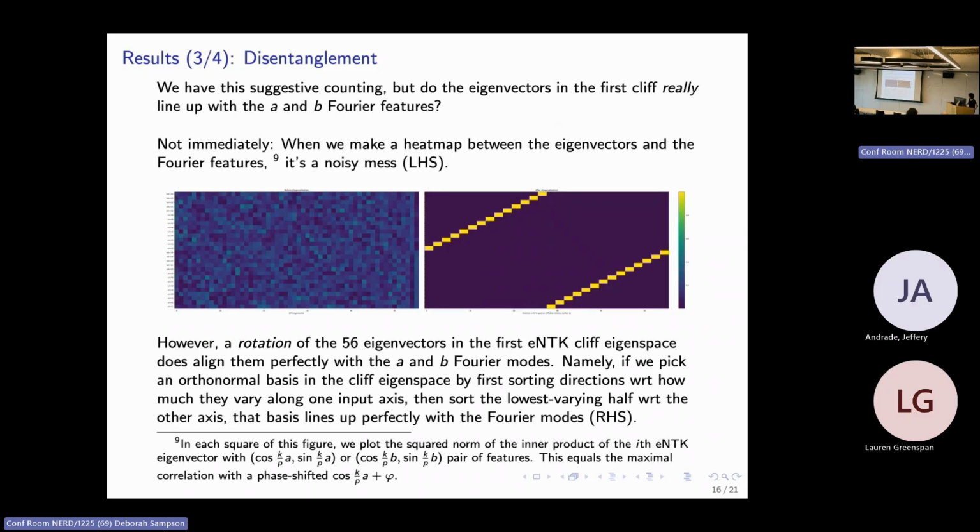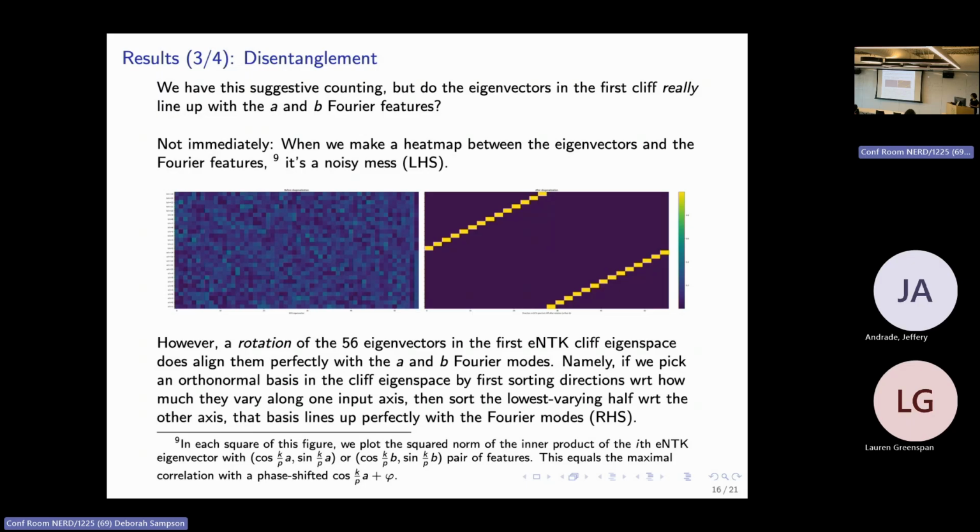Okay, so going back to what's actually contained in these cliffs. We have this suggestive counting that the size of each cliff matches the size of 2 Fourier families, but do the cliffs really contain these Fourier features? They don't seem to right away if we do the most naive thing, where we just make a heat map between the eigenvectors we're handed from scratch and the Fourier features. That's the left-hand plot. When you make the same heat map as for TMS, it looks like a noisy mess.